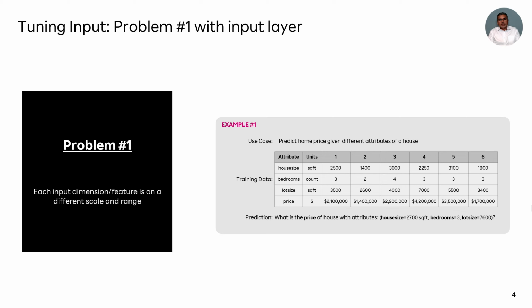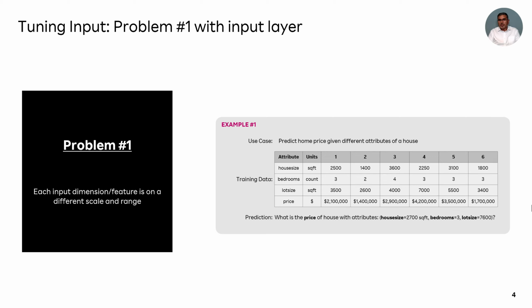Let's start with the input layer first. What are the problems that are there with the input layer? How the input is passed to the input layer. So the first problem is that when you're passing in this input, the dimension of each feature that is passed in could be different. So let's look at the example that's shown in the right hand side.